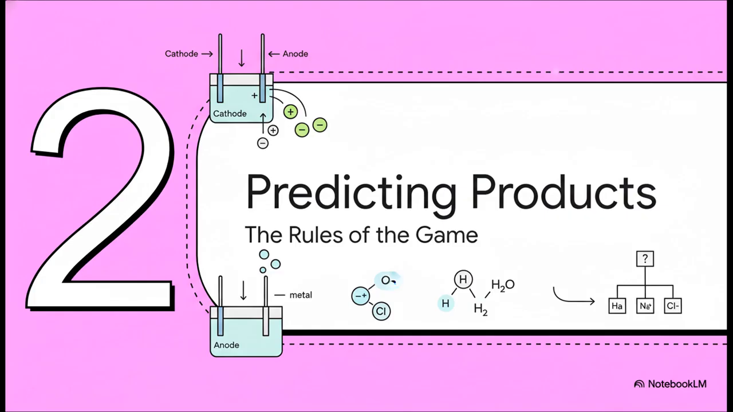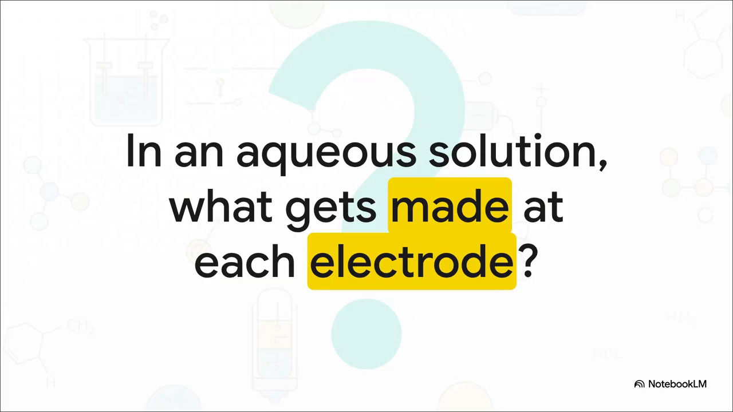Section 2, predicting the products. Okay, so we know the key players, we know the lingo. Now let's get into the rules of the game. How do we actually predict what's going to be made at each electrode? This is such a core skill for your exam. Okay, so here's the twist. If you melt a compound, it's easy. The positive metal ion goes to the negative cathode, and the negative non-metal ion goes to the positive anode.